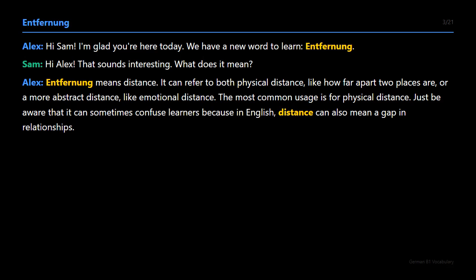Entfernung means distance. It can refer to both physical distance, like how far apart two places are, or a more abstract distance, like emotional distance. The most common usage is for physical distance. Just be aware that it can sometimes confuse learners because in English, Distanz can also mean a gap in relationships.